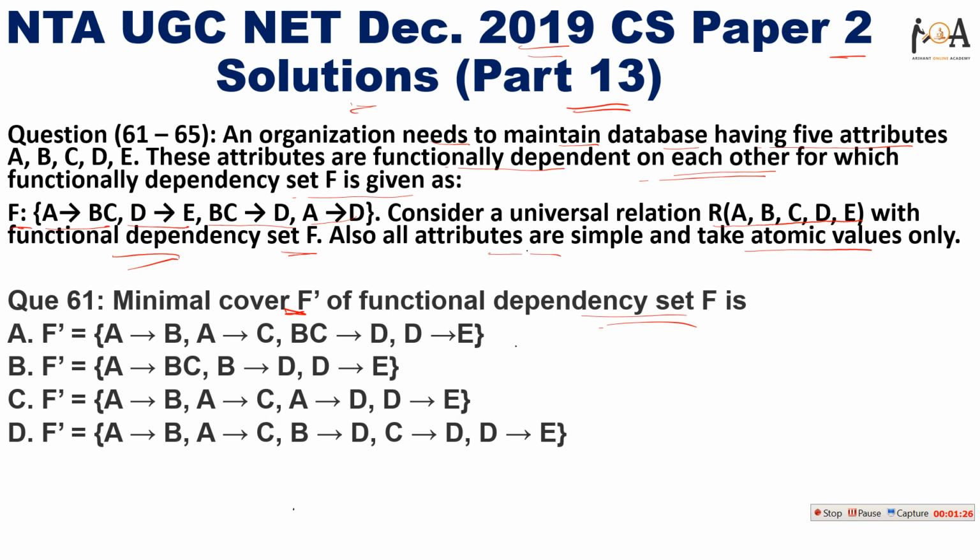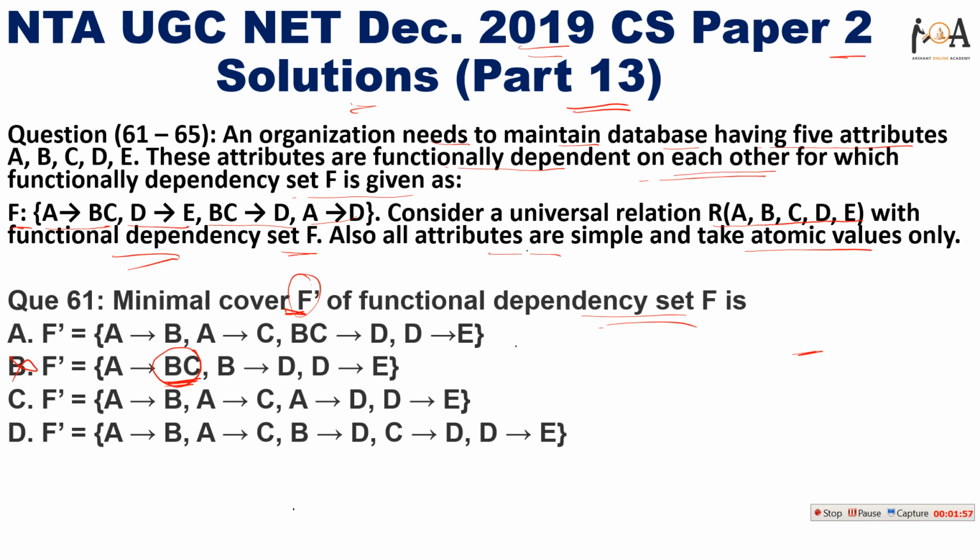So basically the rule of minimal cover is that the right side element of the functional dependency should be single valued. But here A is deriving BC, so the right side element is not single valued. So option B is incorrect. Similarly, I will check option C and option D. So one rule is that on the right hand side it should be single valued. On that basis I have removed option B.